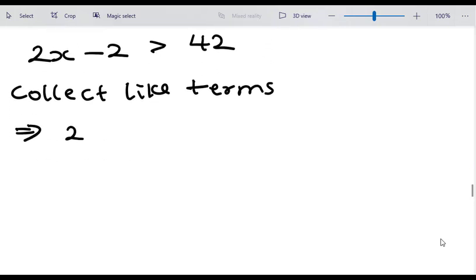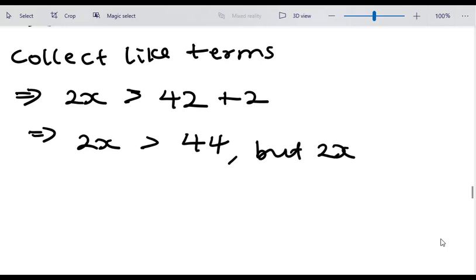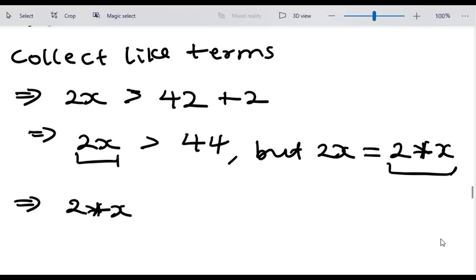So this implies that 2x is greater than 42 minus 2; crossing the inequality sign, it becomes plus 2. Bring it down. So we have 2x greater than 44. But keep in mind that 2x is the same thing as 2 multiplied by x. Then take this and replace with this. So this implies that 2 multiplied by x is greater than 44.